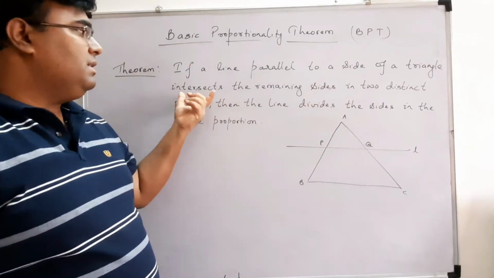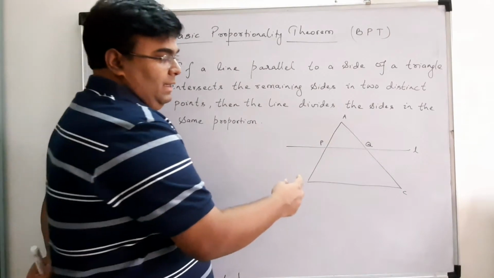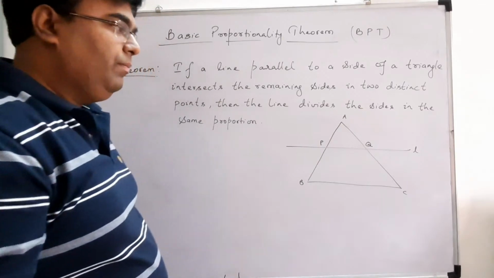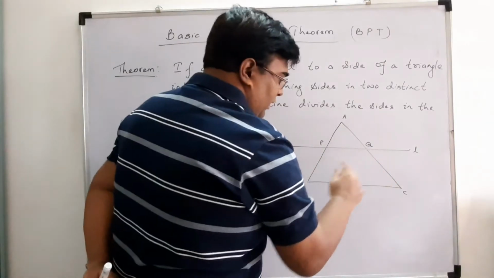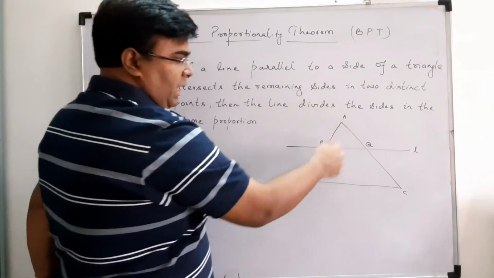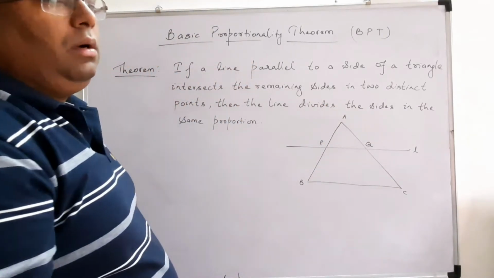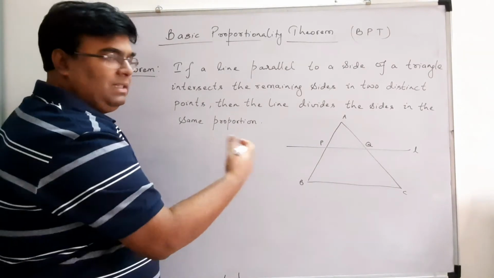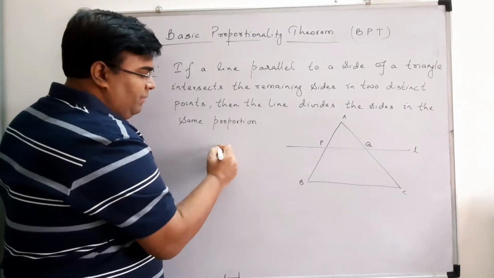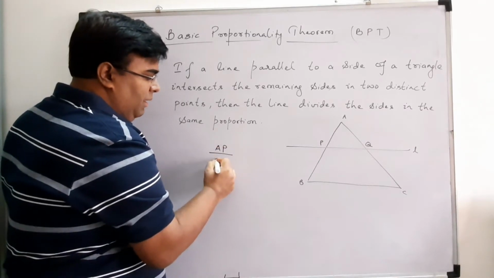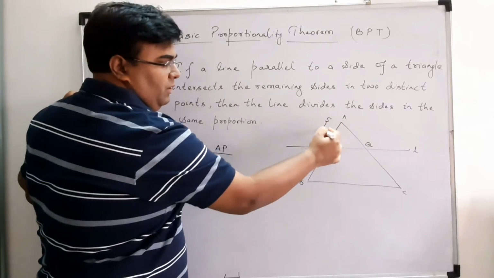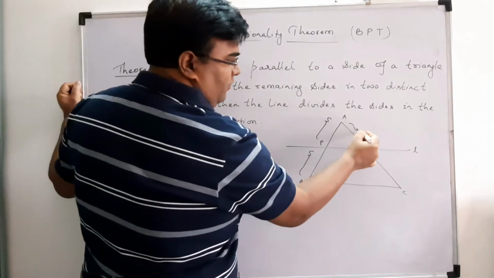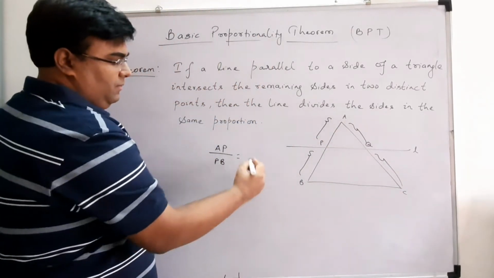It intersects the other two sides, which are AB and AC, at two points P and Q. Then this line L divides the two sides AB and AC in equal proportion. Okay, what is the meaning of this last statement? That it divides the sides in the same proportion means that the ratio of AP and PB is equal to the ratio of AQ and QC.